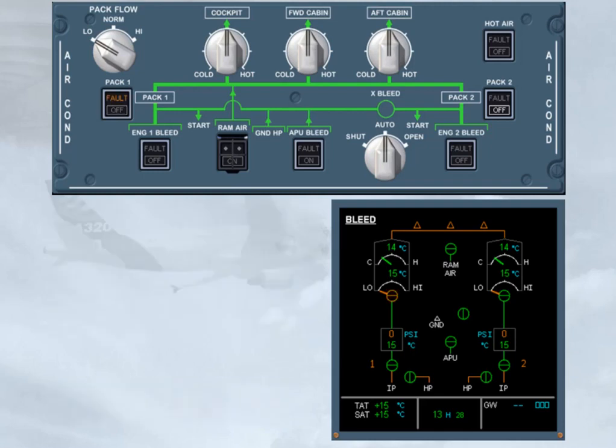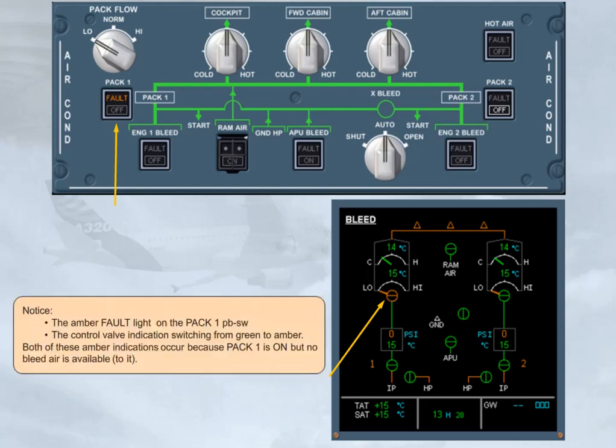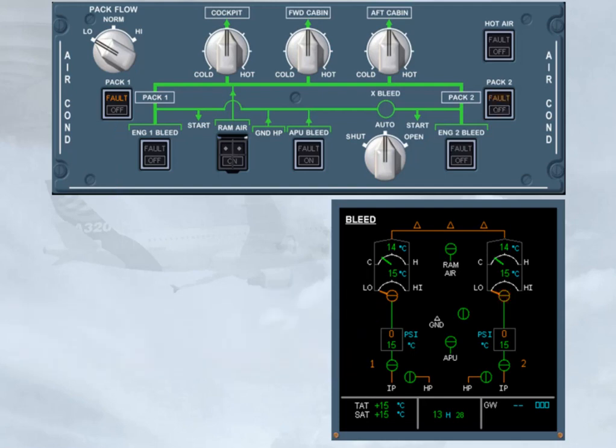Notice the amber fault light on the PAC 1 push button switch. The control valve indications switching from green to amber. Both of these amber indications occur because PAC 1 is on, but no bleed air is available to it. We have set PAC 2 push button switch to on for you. As for PAC 1, there is no available bleed air to PAC 2.